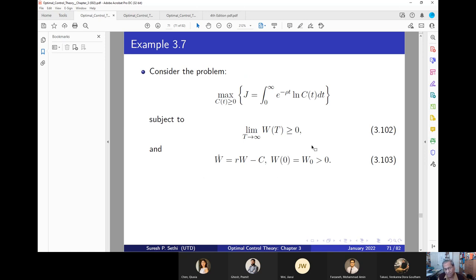So now let's solve our familiar problem where we had W(T) bigger than or equal to zero, but now I want to say that I'm an immortal guy, and this immortal guy doesn't want to go broke ever.